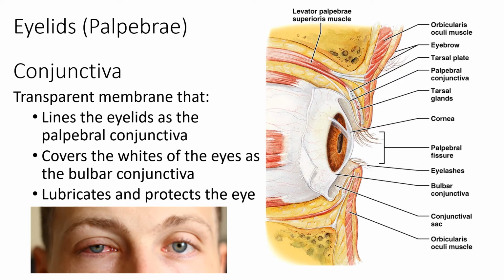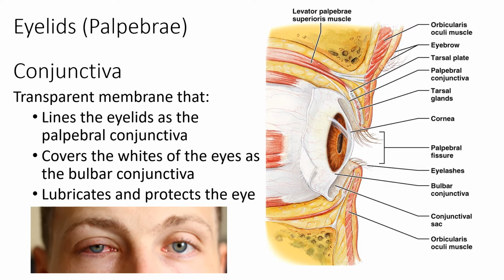And we'll start with the eyelids, or if you want to sound really fancy at a cocktail party, the palpebrae. So the eyelids or palpebrae are lined by the conjunctiva. And the conjunctiva is a mucosal membrane that produces a slippery lubricating fluid so that the eyelids can slide across the eye. The conjunctiva is also continuous with the whites of the eye.